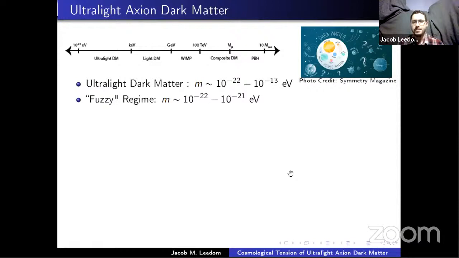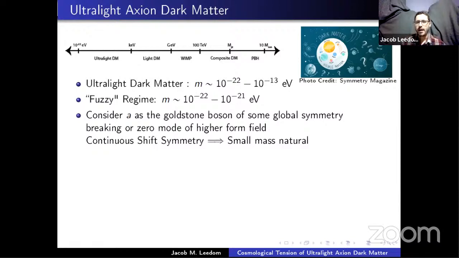All right, so we've already had a number of talks on axions and dark matter in this conference, so I'm just going to stick to some essentials for the beginning of this talk. I'm going to focus on ultralight dark matter here. For the purposes of this talk, I'll define that to be around 10 to the negative 22 to 10 to the negative 13 eV. And of course, this includes the so-called fuzzy dark matter regime of around 10 to the negative 21 eV.